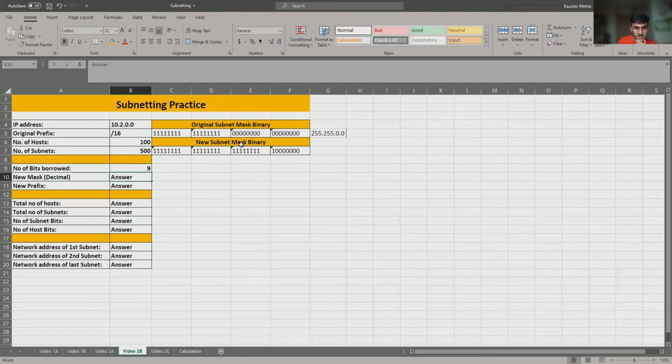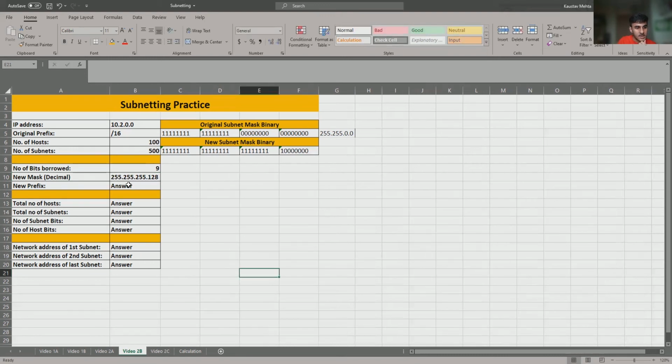The new mask in decimal will now be 255.255.255, because this one's all 1s as well. And then the first bit of this one is 1, so just 128. Now the new prefix here will be slash 16 plus 9, because we've borrowed 9 bits. So slash 25, sorry, slash 25.